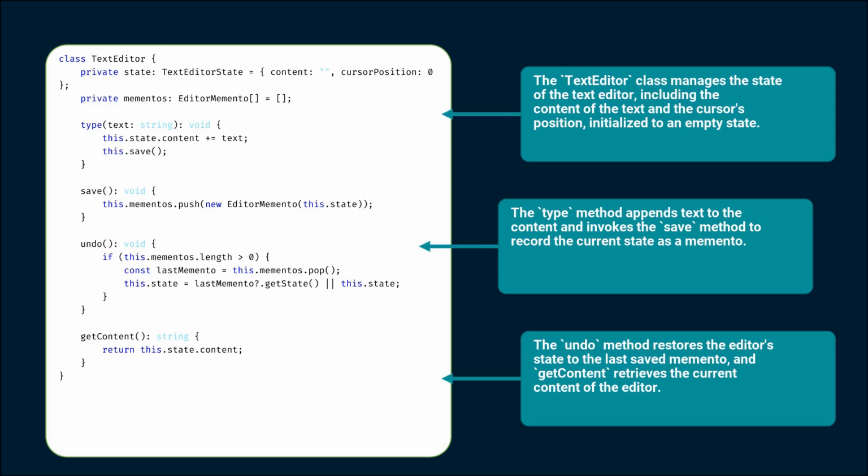The undo method plays a crucial role in restoring the last saved state. It checks if there are any saved mementos, and if so, retrieves the last one, updating the current state accordingly. If no memento exists, the method simply retains the current state, ensuring the text editor remains functional even without previous states. Lastly, the getContent method allows users to retrieve the current text content, showcasing the effect of all editing and undo operations. Next, let's see our text editor in action by demonstrating its core functionalities.